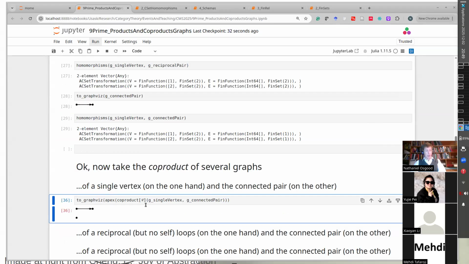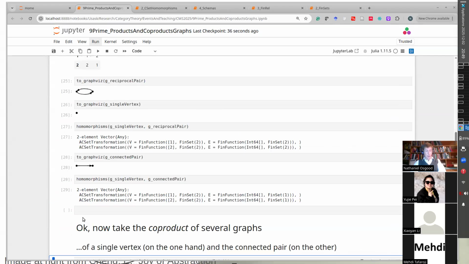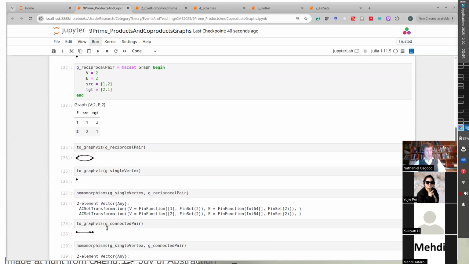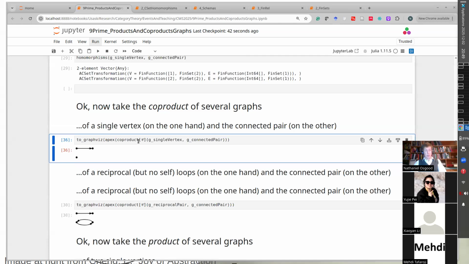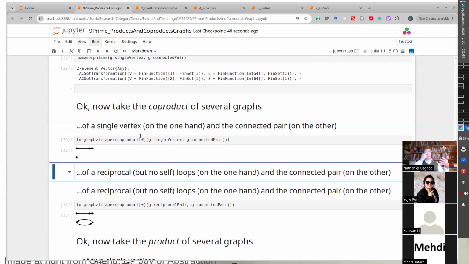Let's take the coproduct of the single vertex, this guy here, and the connected pair, that one there. Check it out, folks. We're going to take the coproduct. Well, the coproduct is just like putting them next to each other, isn't it? It's just like, as John Baez said, taking two things like this.